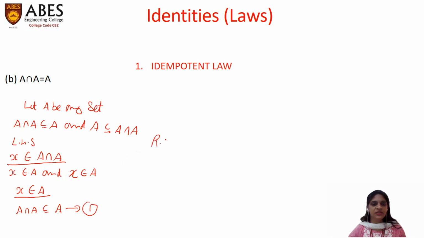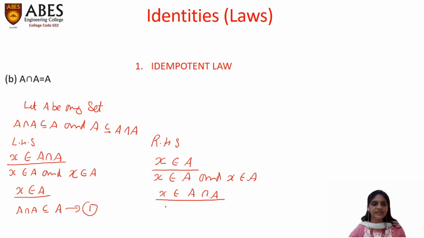Now we are considering the right hand side. In this, let X be any arbitrary element which belongs to set A. We can write this as X belongs to A and X belongs to A. It means X belongs to A intersection A. Here we are saying that X belongs to A, and here we are saying that X belongs to A intersection A, which means that A is a subset of A intersection A. This is equation number second.